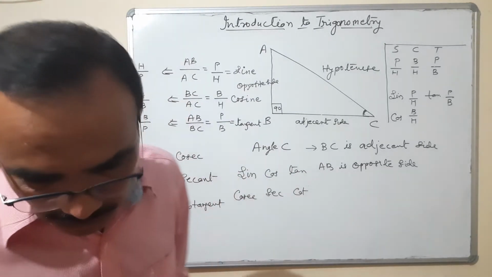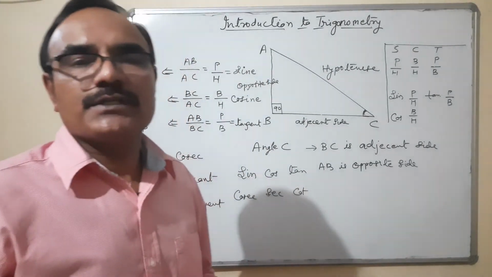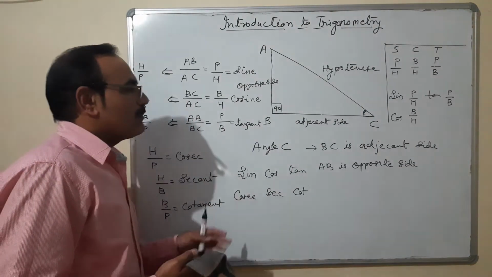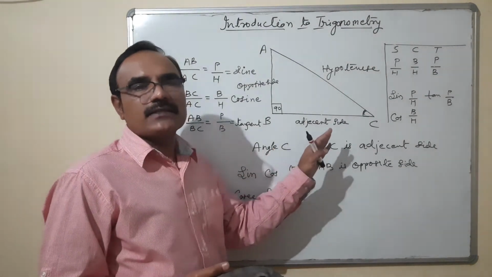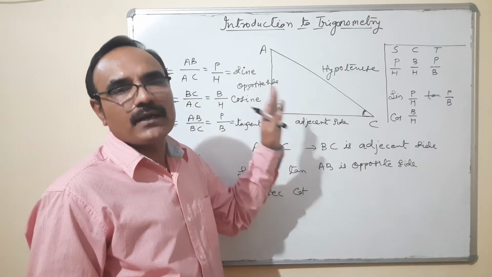Okay. Here one important thing is the adjacent side and the opposite side. You should always remember that the adjacent side is the side associated with that angle, and the opposite side means the side coming opposite to it.